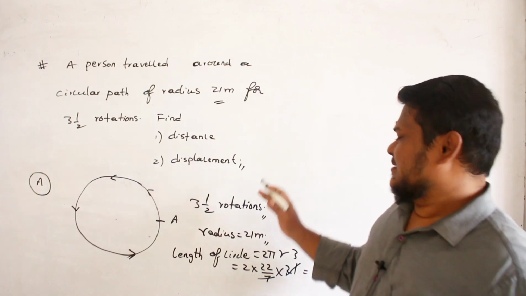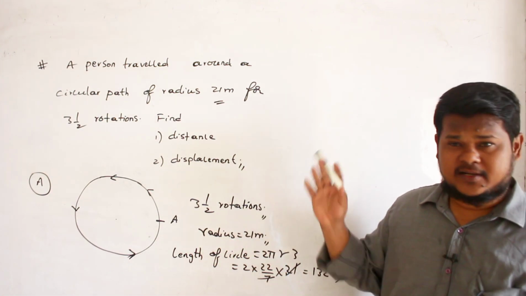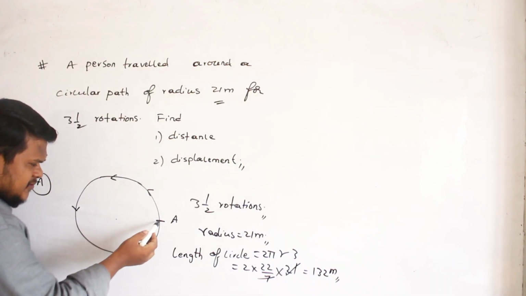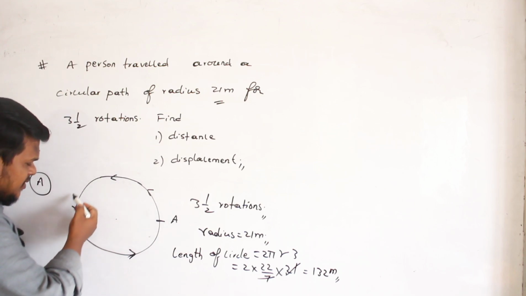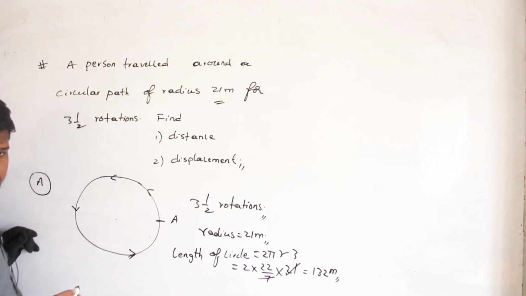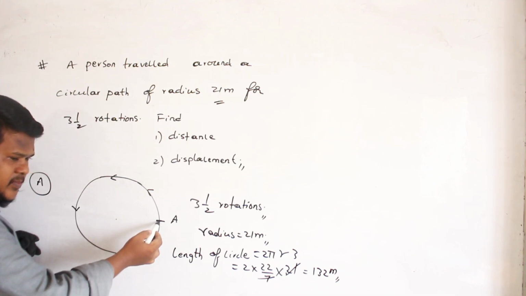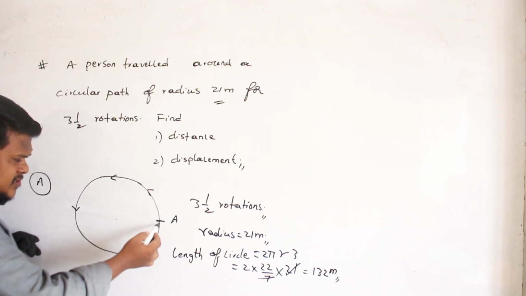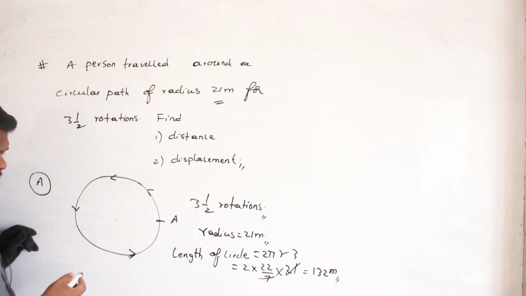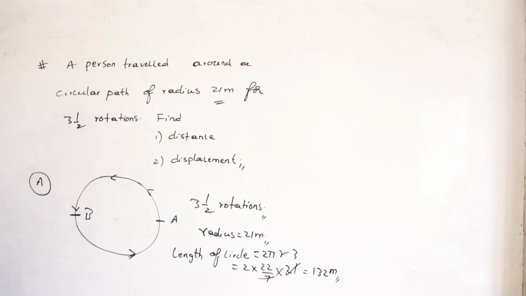Think. This person has rotated how many rotations? 3.5 rotations. 3.5 rotations means, first he started from here. If he completes one rotation, that means again he reached this position. For the second rotation, again he will reach the same point. Third rotation, again the same point. But there is another half revolution extra. For that half rotation, he will reach exactly the opposite point of the circle. Clear?